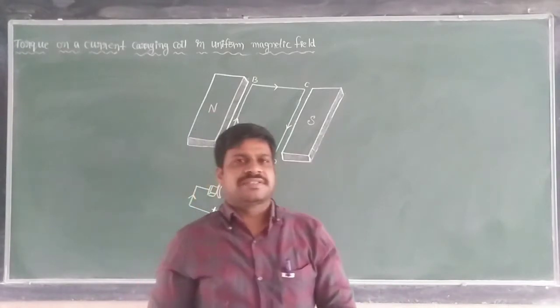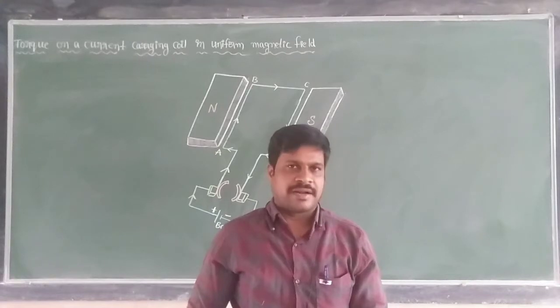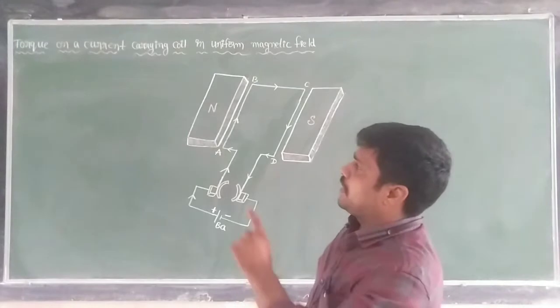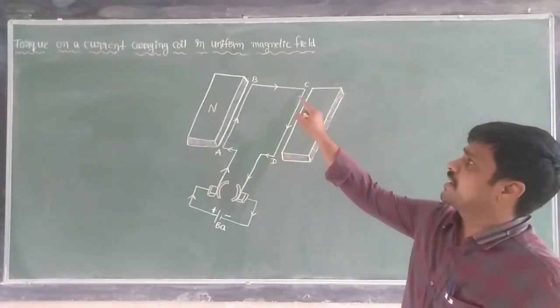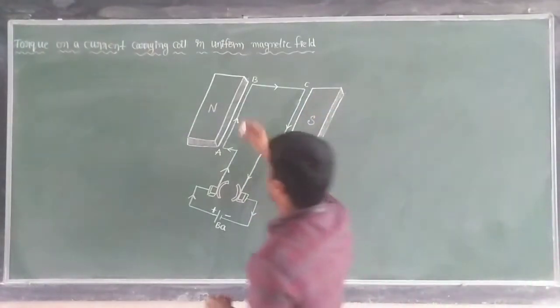After the previous topic, force between two parallel current carrying conductors, we have a new topic: torque on a current carrying coil in a uniform magnetic field.